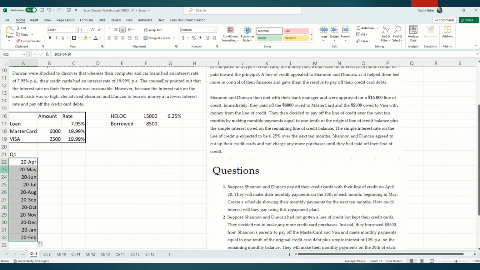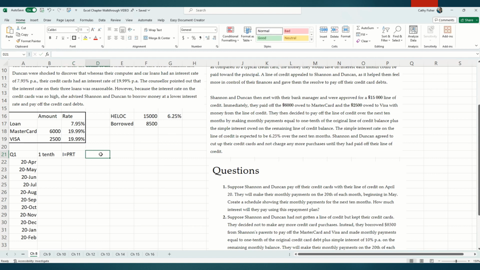And we're going to create a table just to see how much interest they used in this repayment plan. So the first thing we're going to look at is how they're going to pay. So it says they decided to pay off the line of credit over the next 10 months, by making monthly payments equal to 1/10 of the original line of credit balance. Okay, so this is, let's call it 1/10. That's how much they're going to pay. 1/10 of the original credit balance plus simple interest. Okay, so we're going to add in the simple interest, which is I equals PRT.